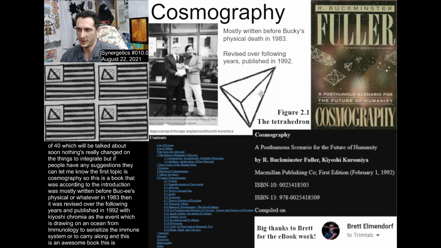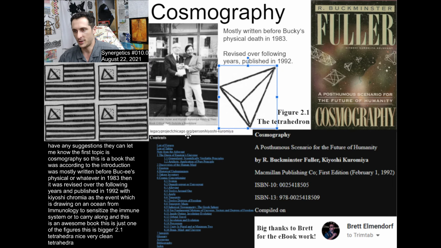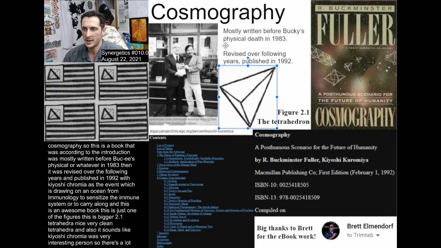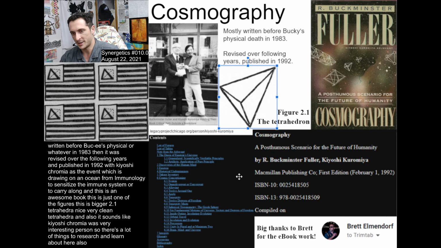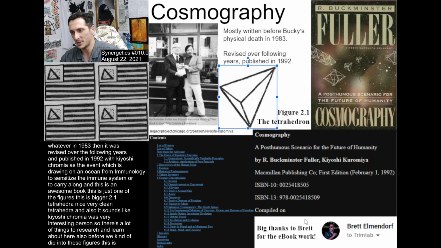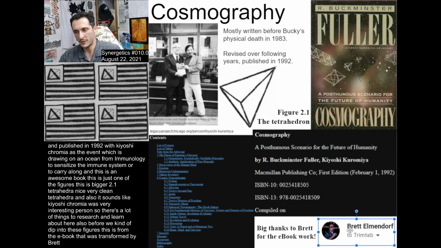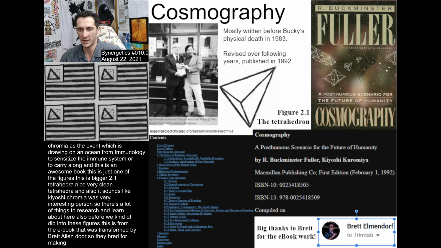This is just one of the figures. This is figure 2.1, tetrahedra. Nice, very clean tetrahedra. And also, it sounds like Kiyoshi Kuromiya was a very interesting person, so there was a lot of things to research and learn about here. Also, this is from the ebook that was transformed by Brett Elmendorf. So thanks to Brett for making this ebook accessible.